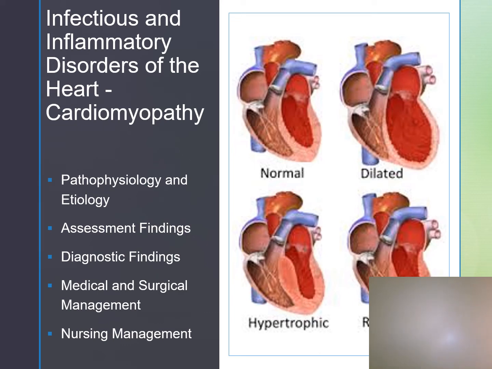Nurses need to obtain a thorough medical and family history, perform a physical examination, obtain vital signs, listen to lung sounds and heart sounds, monitor for edema and abdominal enlargement, monitor the oxygen saturations, monitor the cardiac rhythms, provide oxygen therapy and emotional support.